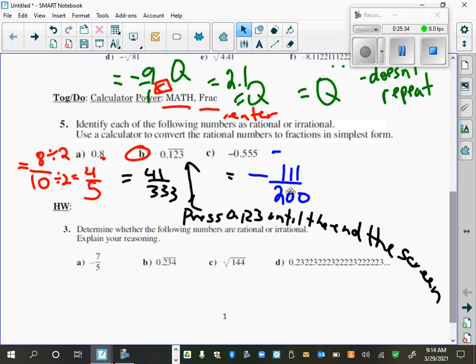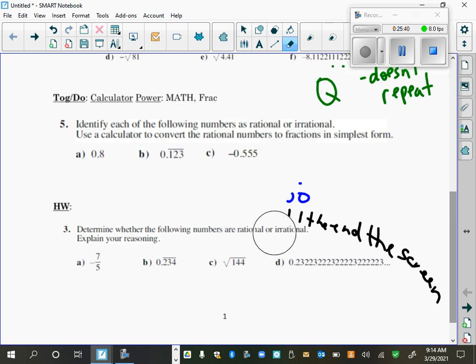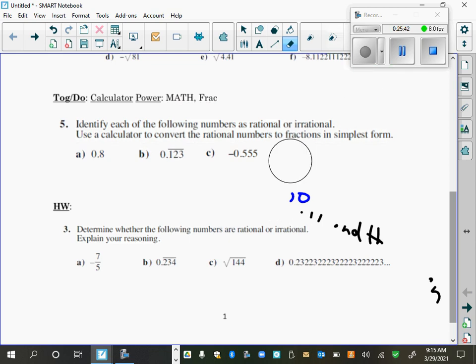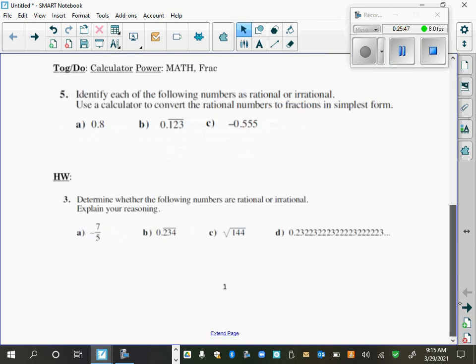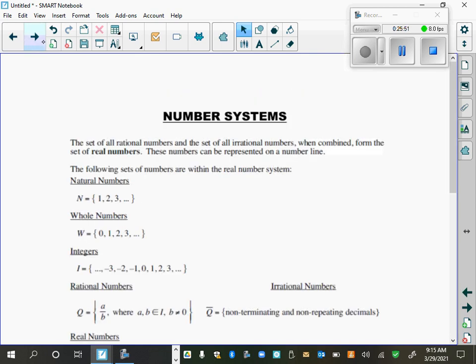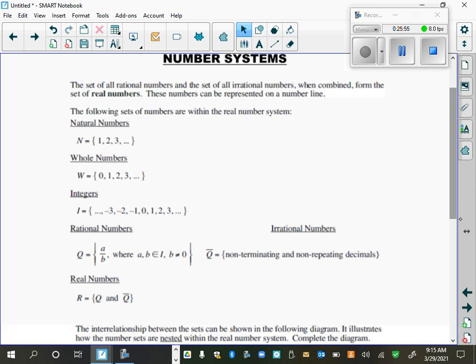Thank you. Okay, homework. There you go. Easy peasy lemon squeezy. We're going to do that at home for homework. Although sometimes we work on it in class, not today. That stuff is not going to cause you any problems. Okay, number systems, where rational and irrational are part of it.